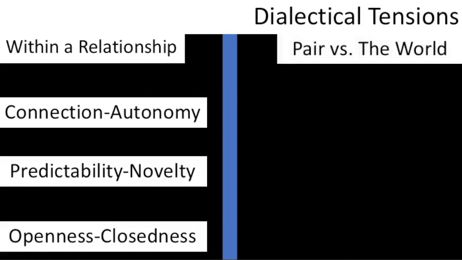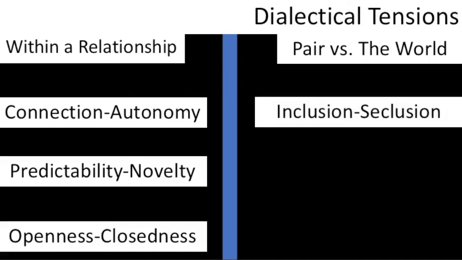At the same time, the couple also perceives themselves as a social unit, and as a unit, wants to engage with others, that is, with the world in general, in ways that are also characterized by dialectical tensions. First, the couple wants to be both included and secluded. That is, the pair wants to be part of the world while also being able to just spend time together. So, for example, say there's a couple trying to decide if they should go out for dinner with a group of friends or just stay home and watch Netflix. This would be an example of the inclusion-seclusion dialectic.